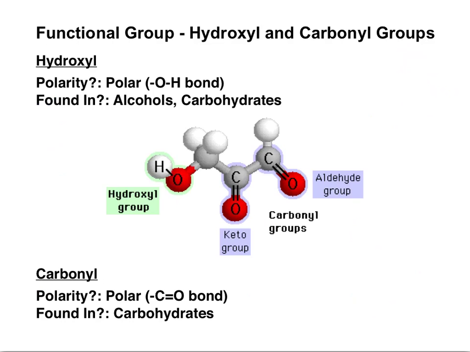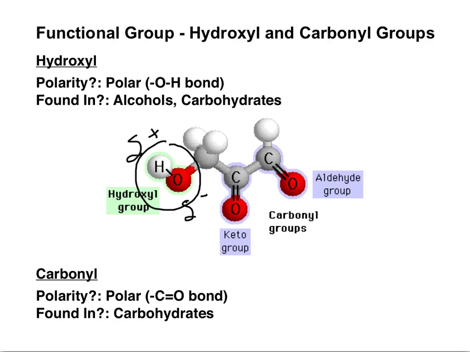Specifically, the hydroxyl group is the OH group, and you can see that here. This OH group is polar. Remember, just like in water, the oxygen pulls the electrons towards itself more so than the hydrogen can pull back, giving the oxygen a slight negative charge and the hydrogen a slight positive charge. Thus, there is a polar covalent bond between that O and that H.